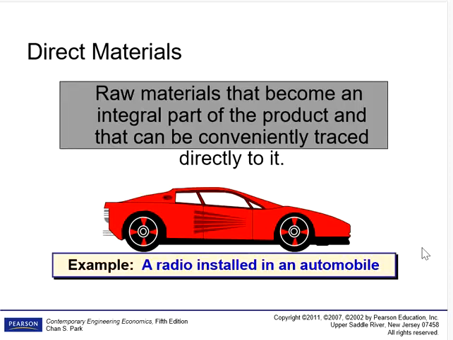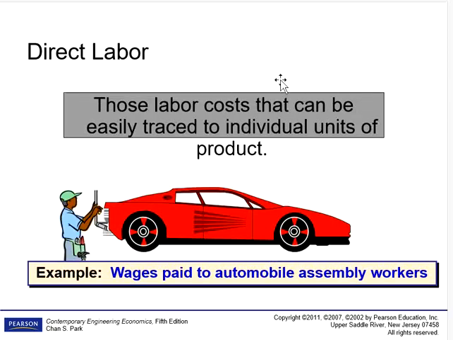Further explanation: direct material is a raw material that becomes an integral part of the product and can be conveniently traced directly to it. For example, a radio installed in an automobile is a direct material. Direct labor is labor who directly work on this product, a cost that can be easily traced to individual units. For example, wages paid to automobile assembly workers, right? Those laborers who directly put on some parts, they work in an assembly plant for a car. So those laborers are direct labor because they are directly involved in manufacturing the cars.